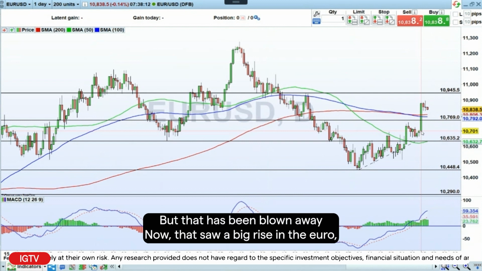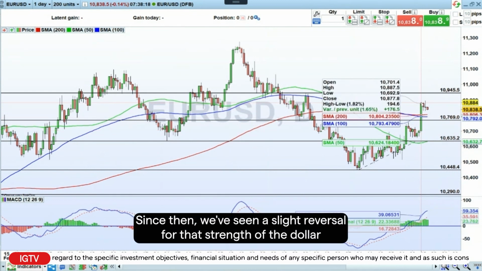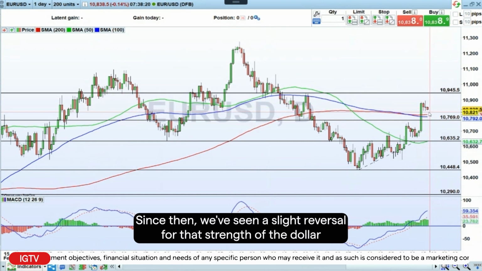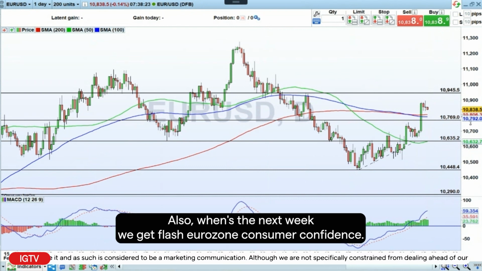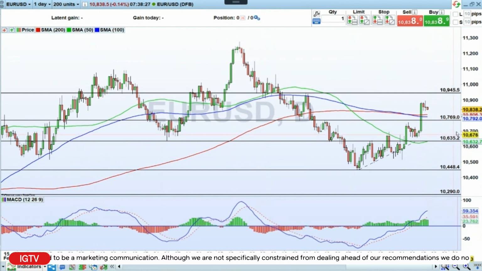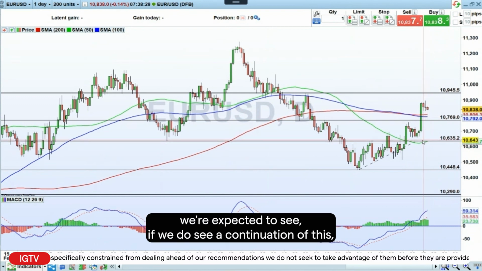Now, that saw a big rise in the euro, a loss in the US dollar. Since then, we've seen a slight reversal for that strength of the dollar as people want to sort of take a check on all this. Also on Wednesday next week, we get flash eurozone consumer confidence. Now, the way to trade this, let's take a look in more detail about what we're expected to see.